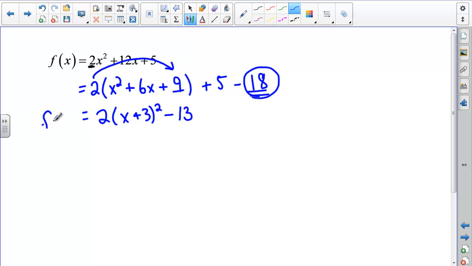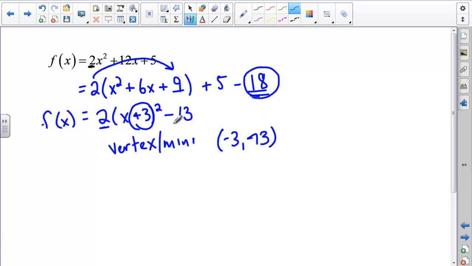And that's our function. And again, from there, we can say that it opens up because of the 2. So we can say the vertex, which is also a minimum because it opens up, is (-3, -13), because we do the opposite of this, same as that.